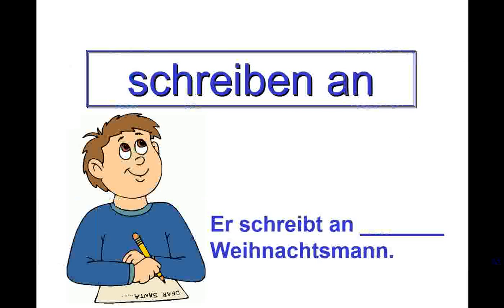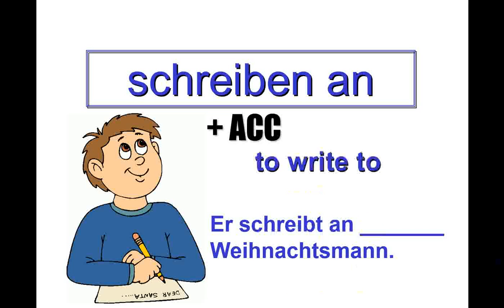Schreiben an. What do you think that means? So thinking about schreiben, that's to write. An is a two-way preposition or Wechselpräposition. So it takes the accusative. Did you guess right? So schreiben an is to write to. So looking at this picture, dear Santa, he is writing to Santa Claus. Schreibt an. Think about it. How would you say the for accusative? Den Weihnachtsmann.